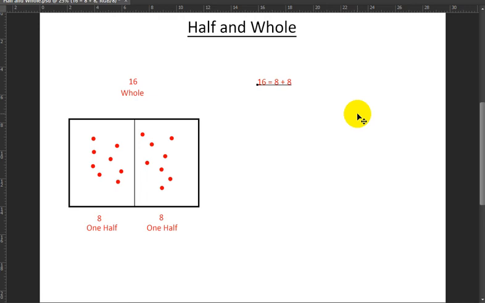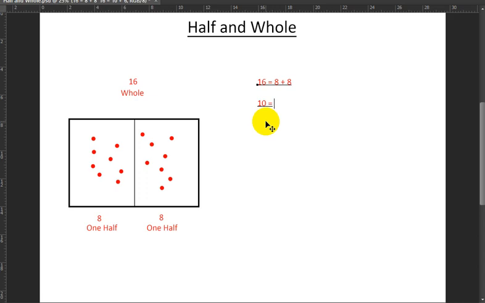I can't say, for example, 16 is equal to 10 and 6. Why? Because 10 and 6 are not the same, whereas 8 and 8 are the same. So I need to find a number that I add to itself and it gives me the whole. So let's say, for example, that I want to find the half of the number 10.